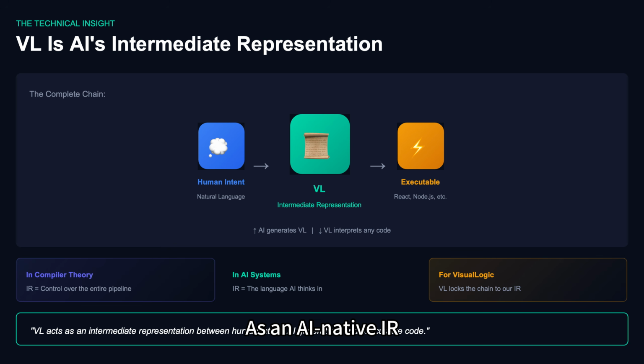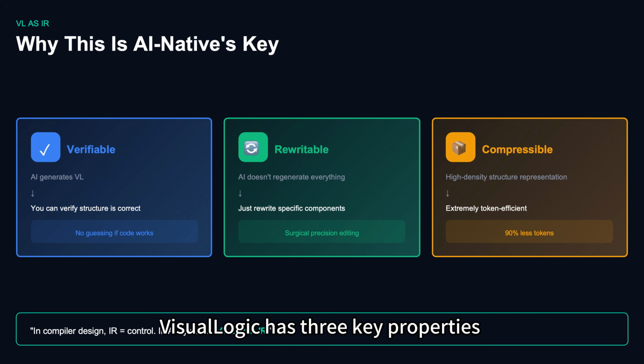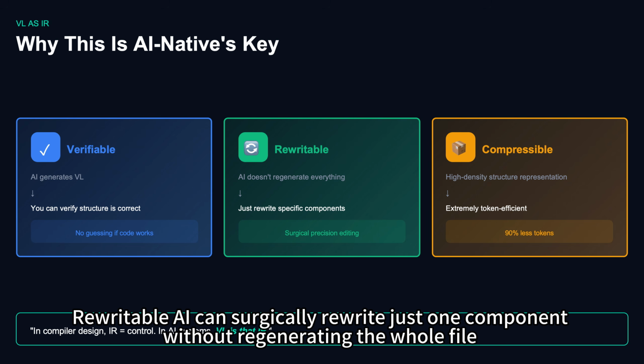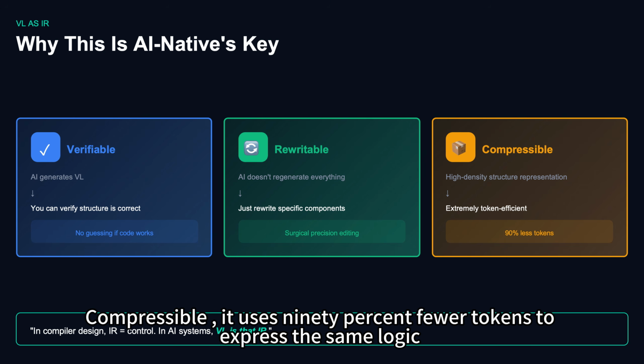As an AI-native IR, VisualLogic has 3 key properties. Verifiable. You can check the structure before running it. Rewritable. AI can surgically rewrite just one component without regenerating the whole file. Compressible. It uses 90% fewer tokens to express the same logic.